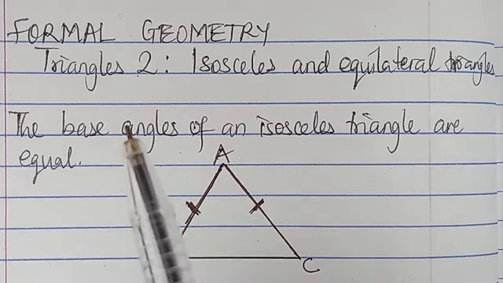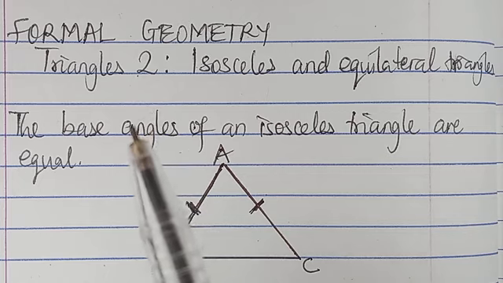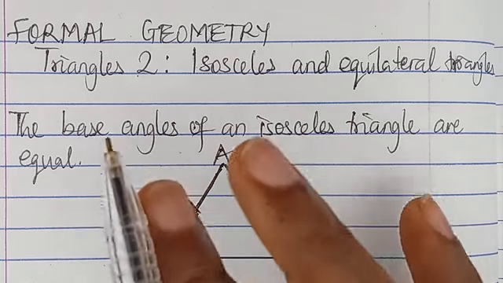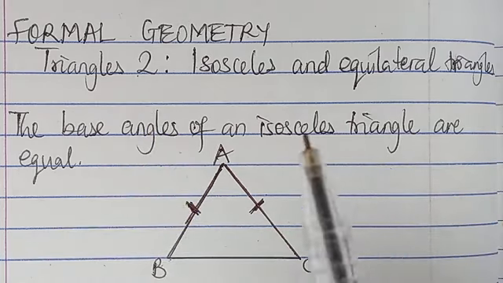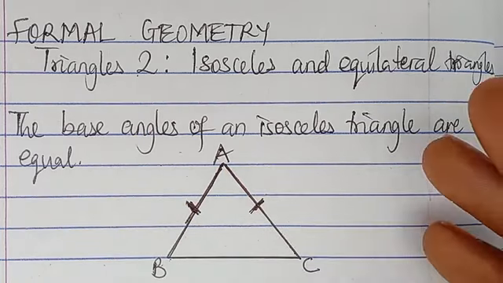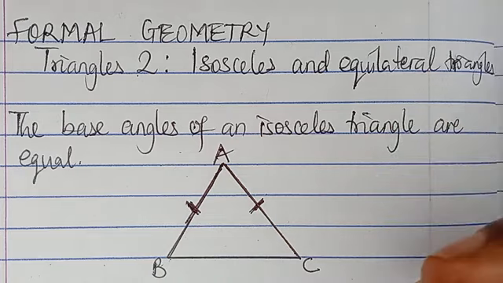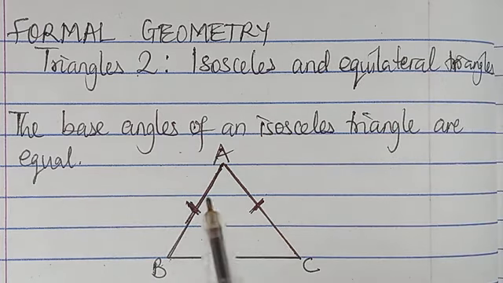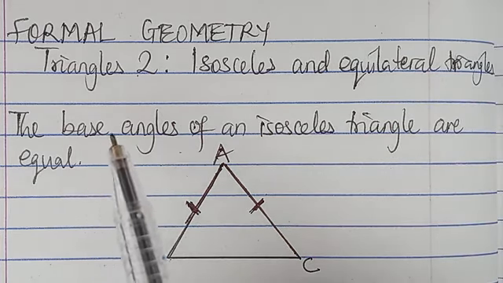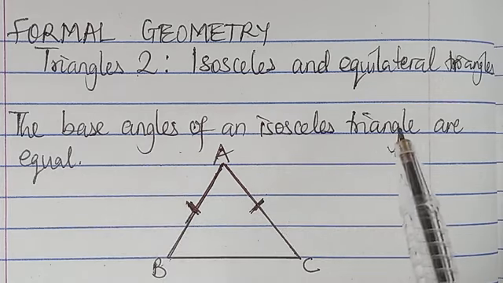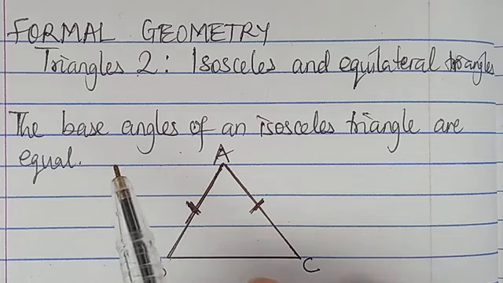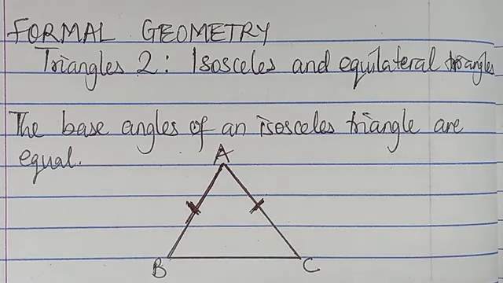So in formal geometry, we prove geometrical theorems. We don't just do experimental work. We prove them using reasoning, in a mathematical way. In this video, we'll be proving that the base angles of an isosceles triangle are equal. That's what we're going to be proving here. So let's start with the proof.